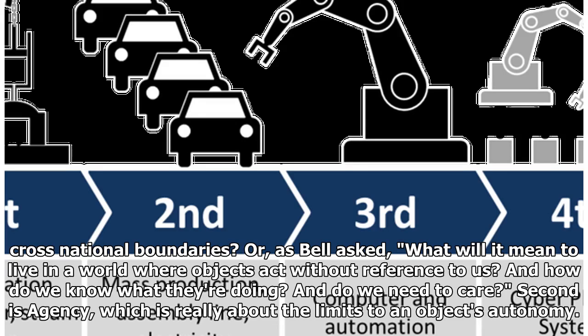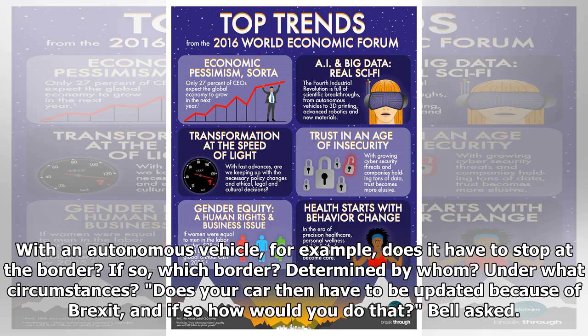Second is agency, which is really about the limits to an object's autonomy. With an autonomous vehicle, for example, does it have to stop at the border? If so, which border? Determined by whom? Under what circumstances? Does your car then have to be updated because of Brexit? And if so, how would you do that? Bell asked.